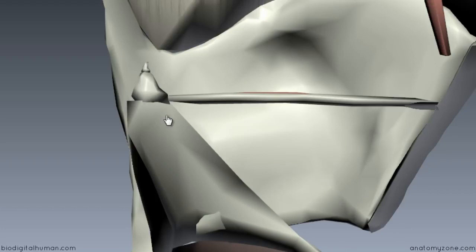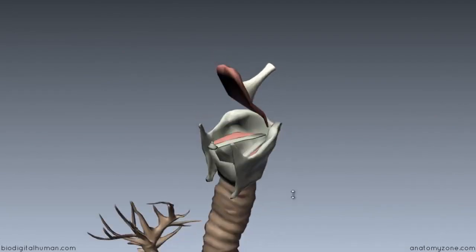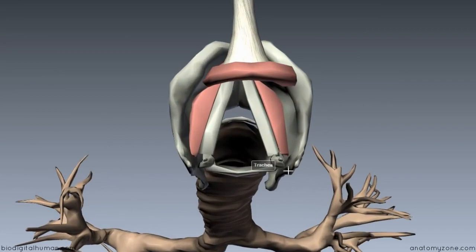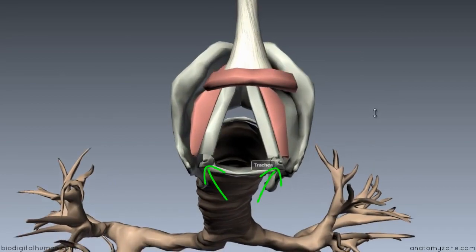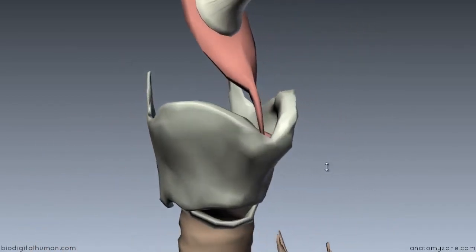So this is the vocal ligament. I've brought back the thyroid cartilage in full, and if we rotate to a superior view, you can see the arytenoid cartilages posteriorly, and the vocal ligament attaching from the vocal process to just inside the thyroid cartilage. So two last points to mention with regard to the cricothyroid membrane.